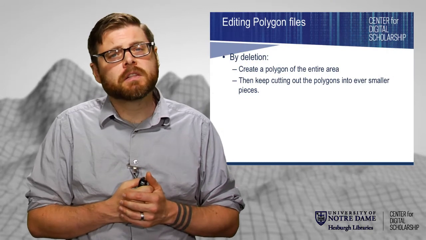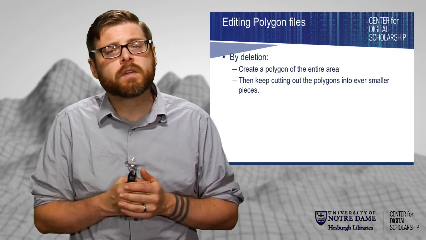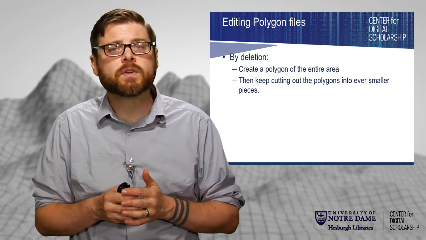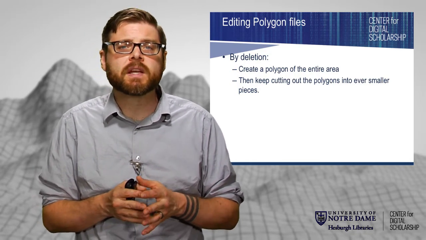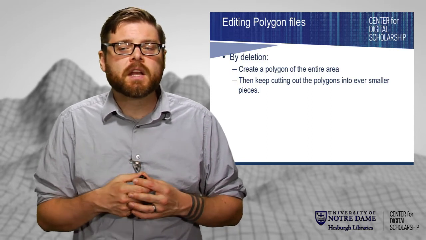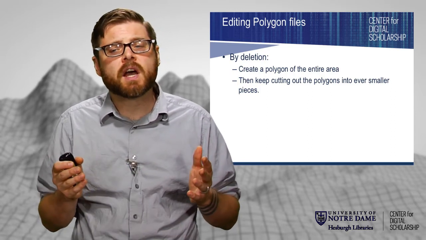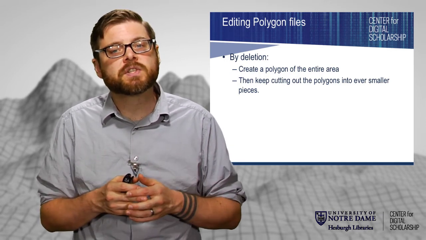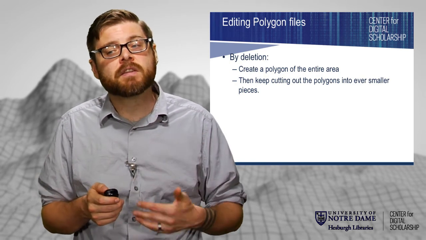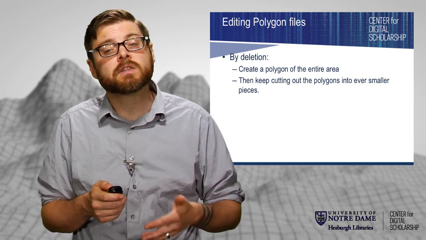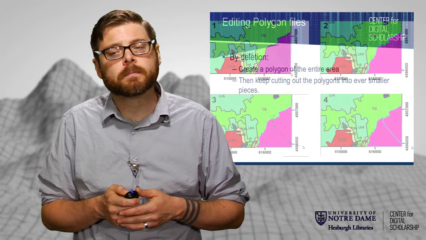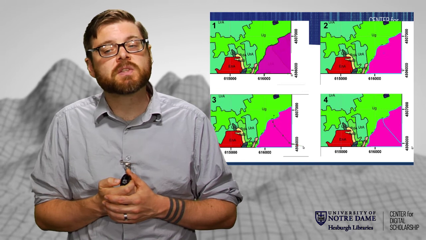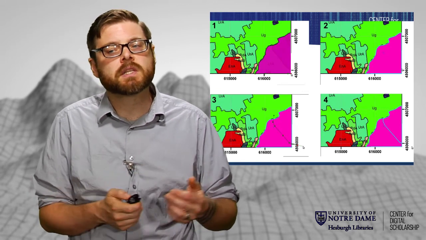The other way to do it is by deletion. This is equally functional. Really, there's not any significant difference between them other than once you start with one, you're pretty much locked in for the rest of the digitization process. And in this case, we would start off by creating a polygon of the entire area, and then we would simply cut out pieces, cut it out into increasingly smaller pieces, and begin to add the data about those features into the attribute table as we worked along. So it would look something like this, where we create one big area and then begin to cut off pieces so that we end up with different polygons representing the different soil types.